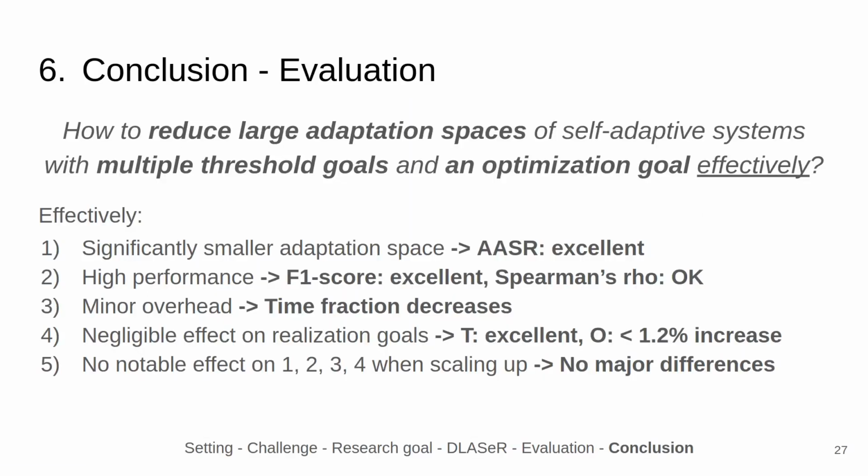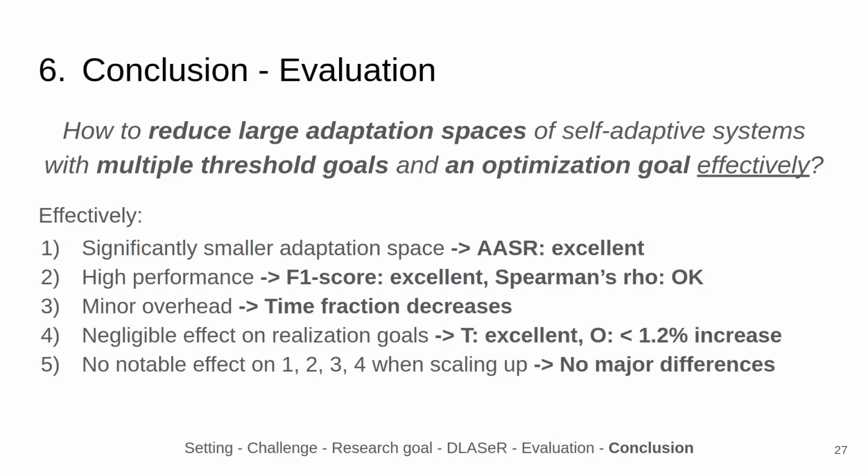Finally, we have come to the conclusion. By means of the evaluation results in the previous slides, you are able to answer each aspect of the research goal. In order to make statements about the significantly smaller adaptation space, we used the average adaptation space reduction metric. We observed that we obtained excellent adaptation space reductions nearing optimal possible values. As for the performance, we used the F1 score for the threshold goals, which was overall excellent, and the Spearman rho was okay. It was great for the smaller instance, but we noticed a large decrease for the larger DataIT instance.